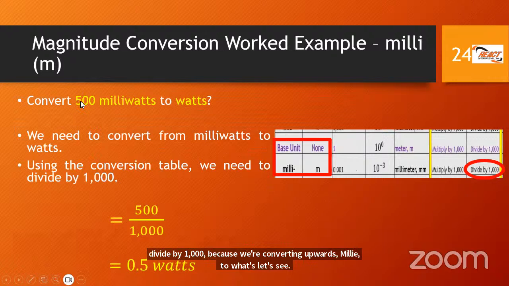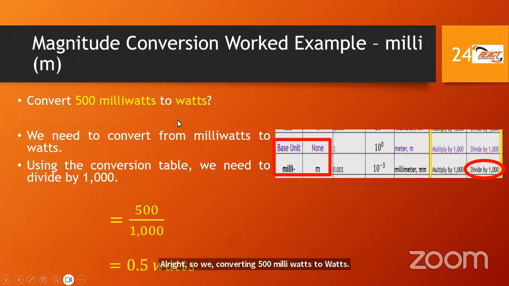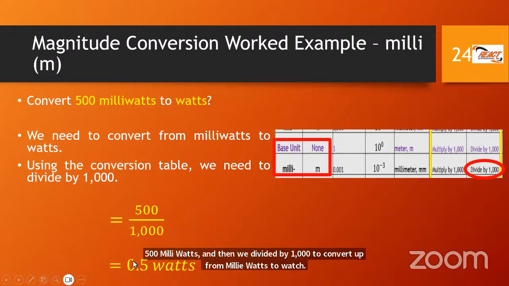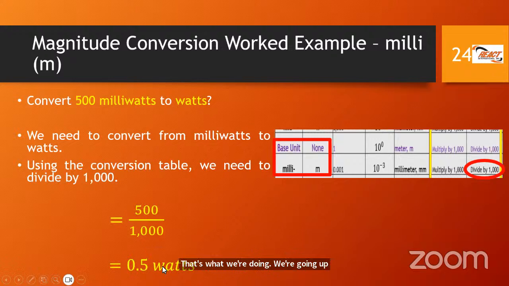So we're converting 500 milliwatts to watts. We know we have to divide by 1,000, so we write down the 500 milliwatts, and then we divide it by 1,000 to convert up from milliwatts to watts. That's what we're doing. We're going up. When we divide that, we get 0.5 watts. Okay. Let's do one more.